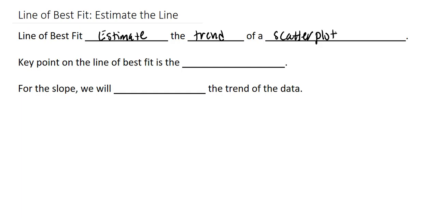Now the key point on the line of best fit is the centroid. The centroid is key because the line must go through the centroid. And then for the slope, we're going to estimate the trend of the data. So let's go ahead and look at the example.